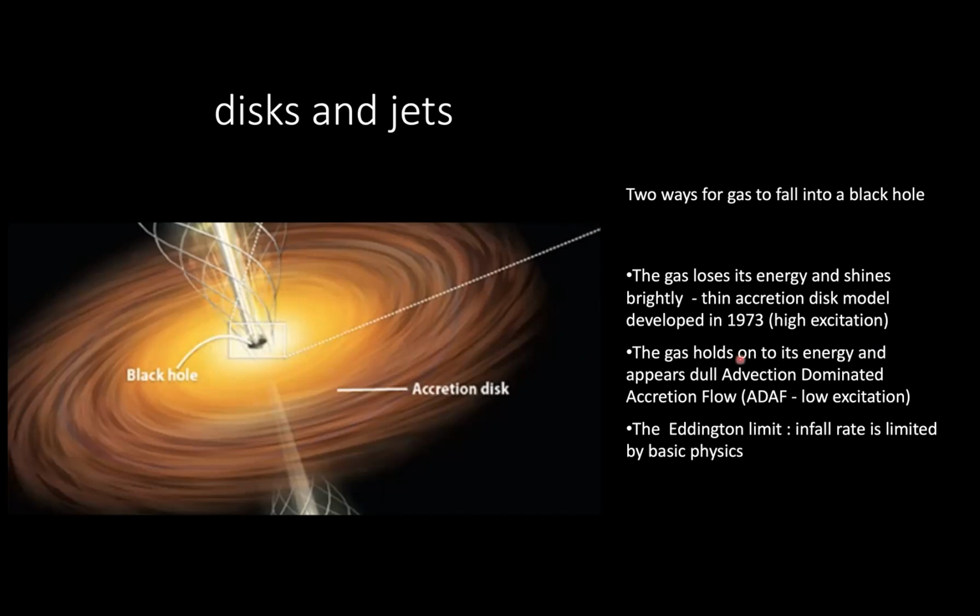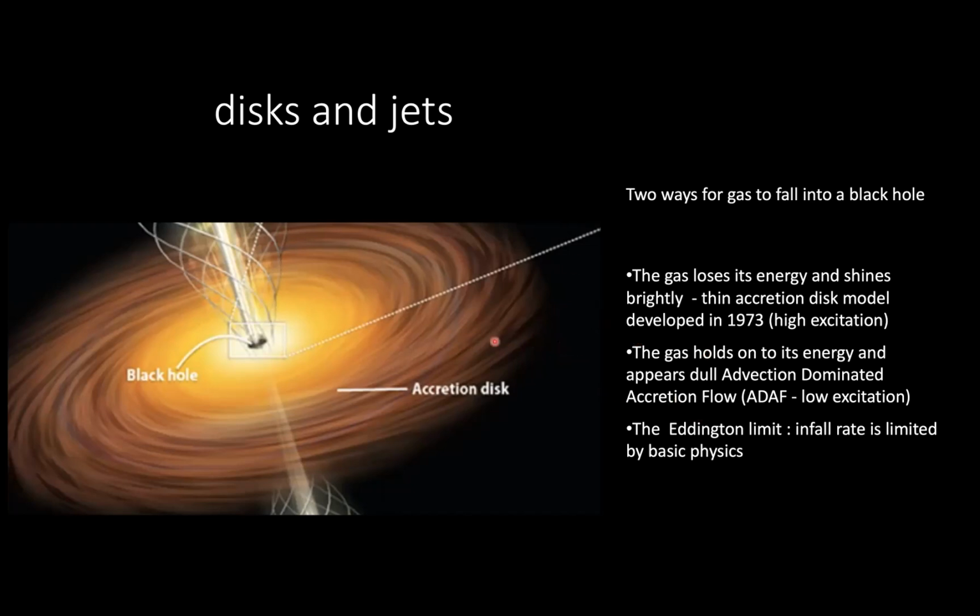This is called an advection dominated accretion flow, where the stuff is falling in. It holds on to its energy as it's advected inwards. And so this is what's called a low excitation, opposite to a high excitation. You don't see the bright emission lines characteristic of this kind of disk. We'll look into that a little bit as well. And these kinds of things are what theorists basically use to try to explain the observations. We'll do the same as we try to explain the observations.